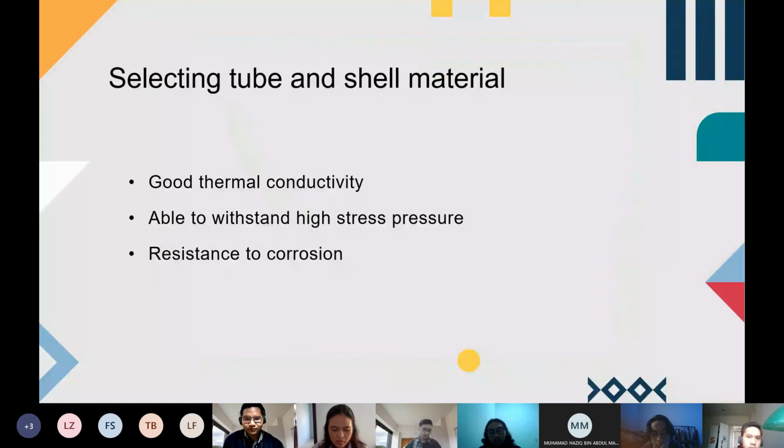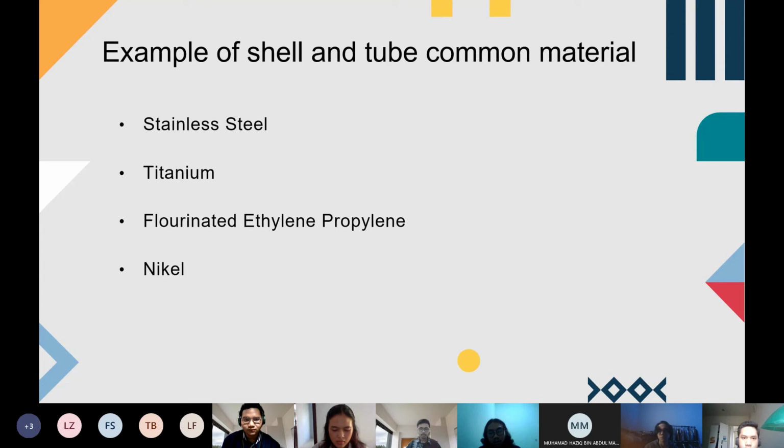Next up, selecting tube and shell material. First is good thermal conductivity, then able to withstand high stress and pressure, then resistance to corrosion. Examples of common shell and tube materials are stainless steel, titanium, fluorinated ethylene propylene, and nickel.